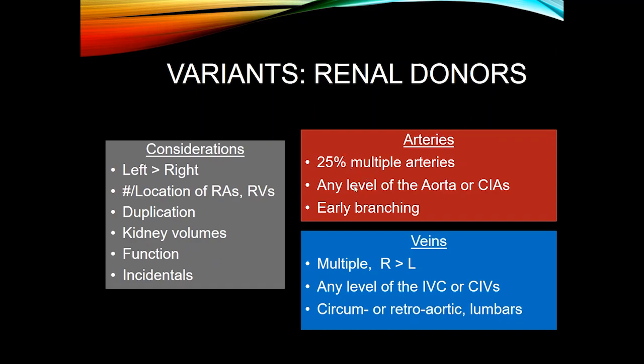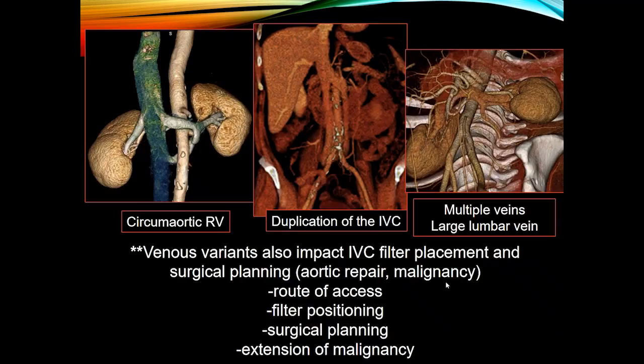In 25% of patients, there are multiple renal arteries. They can arise from any level of the aorta, as well as the common iliac artery. So when we're planning our protocol, it's important to include the common iliac arteries. Veins, again, can also drain to the IVC or common iliac veins, and so you need enough coverage on your venous imaging to recognize that. And again, there can be multiple and there can be variants within.